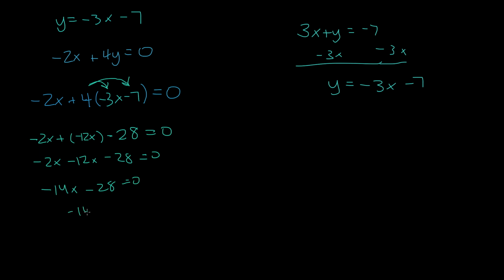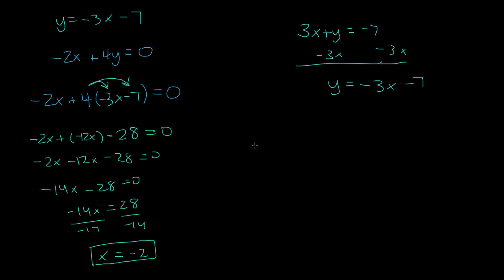Add 28 to both sides, we get negative 14x is equal to 28. And divide both sides by negative 14. This is going to leave us with x is equal to negative 2. And that's going to be our x-coordinate for this. Now all we have to do is plug in the x into our first equation.